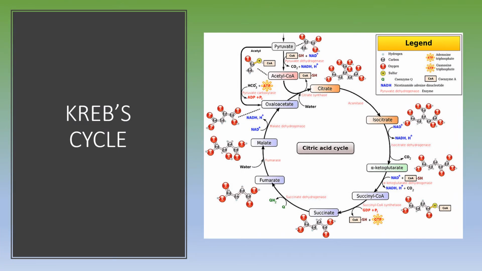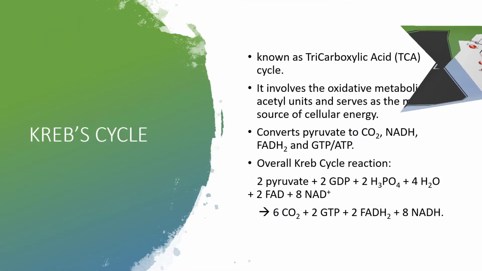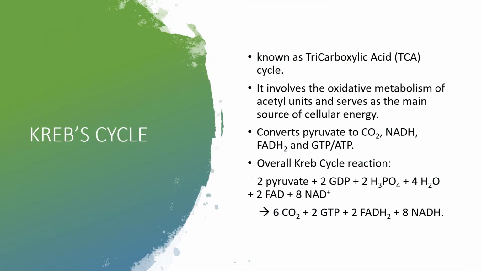This is the simple diagram explanation for the Krebs cycle. The Krebs cycle is known as the tricarboxylic acid cycle. It involves the oxidative metabolism of acetyl units and serves as the main source of cellular energy. It converts pyruvate to carbon dioxide, NADH, FADH2, and GTP or ATP.